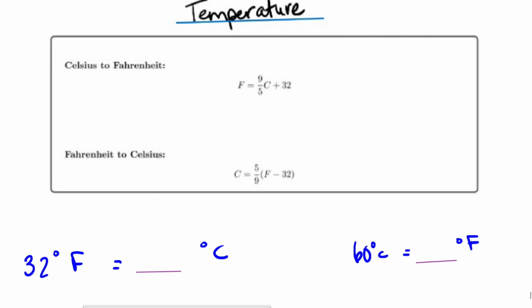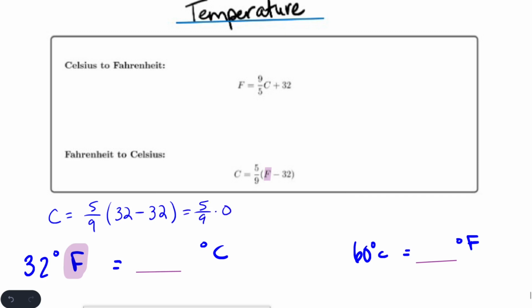So in our first one, we focus on the fact that we're starting with Fahrenheit. So we're going to use this formula. It says, give me the Fahrenheit value, subtract 32 from it, and then multiply it by 5/9 and you'll get the Celsius value. So as we write this out, our Celsius value is 5/9 times my Fahrenheit value of 32 minus 32. Now 32 minus 32 is 0. 5/9 times 0. If you type this in your calculator, you'll get 0. So 0 degrees Celsius is the same as 32 degrees Fahrenheit.